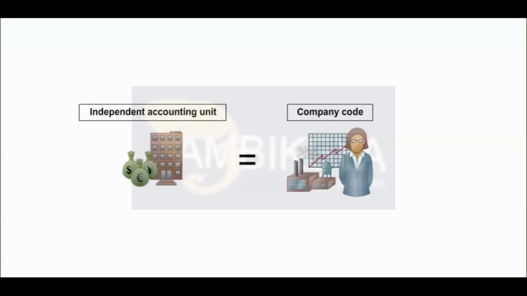It is used to create the legally required balance sheets and profit and loss statements for the company code. The company code must be specified for every financial transaction in SAP ERP. This is done either manually or by deriving the company code from other data elements.